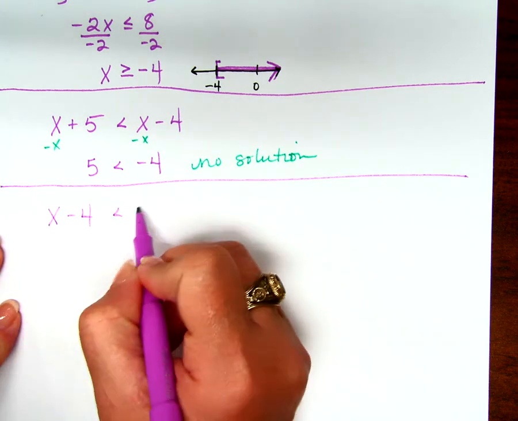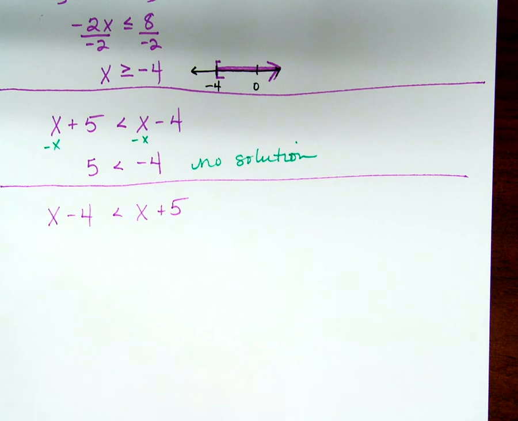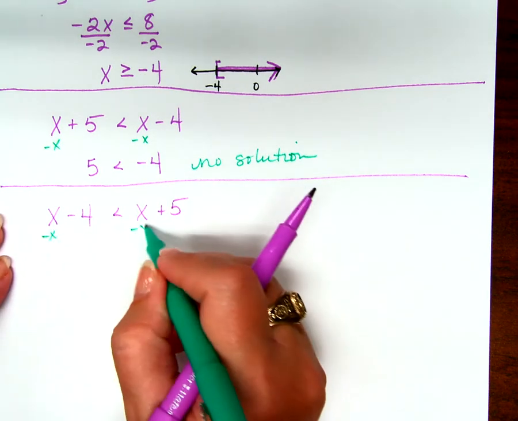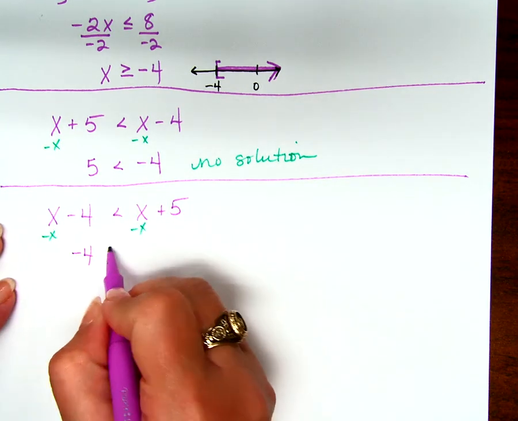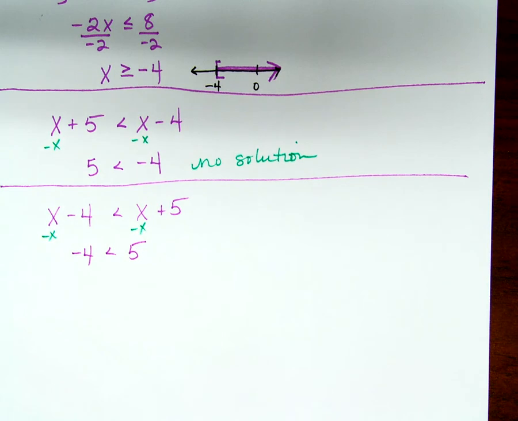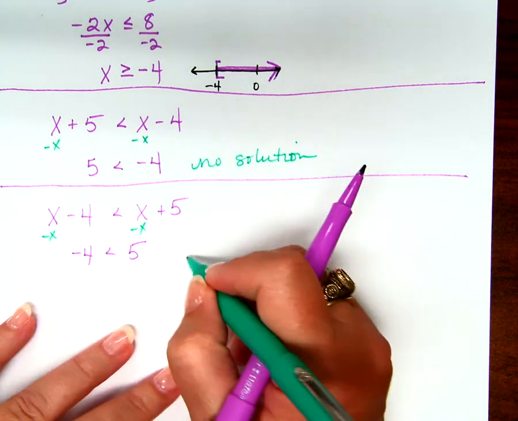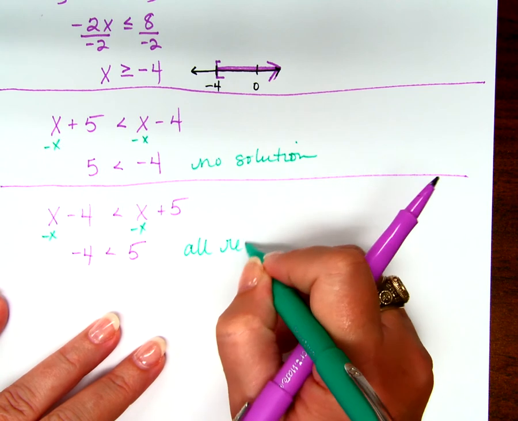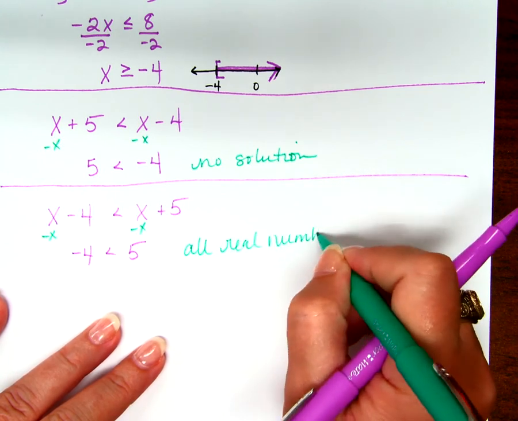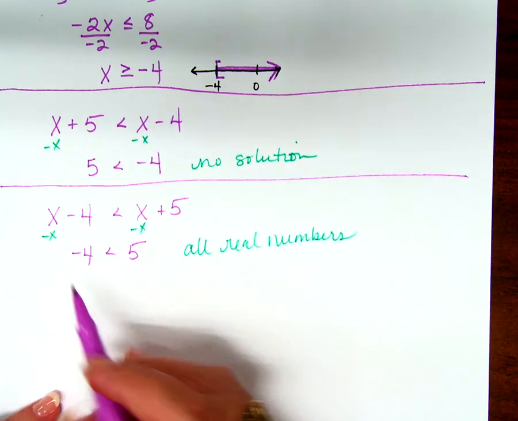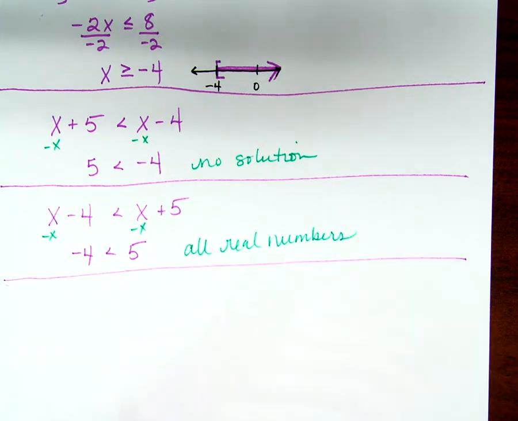x minus 4 is less than x plus 5. What about this one? When I subtract x from both sides this time, I get negative 4 is less than 5. Is negative 4 less than 5? Will negative 4 always be less than 5? So, good. Do you see how you can tell the difference? It's basically just, is it true or not? Okay?